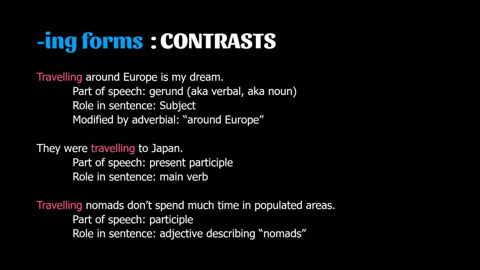As I mentioned in the previous slide, ing forms are the same, even though there's different functions. So let's look at some contrast between the two of them. Traveling around Europe is my dream. Now, in this sentence, it's the first word, which means it's not likely going to be a verb because verbs appear after the subject. So we can guess that the role in the sentence here is a subject. So in this case, it's a gerund, also called a verbal or a noun.